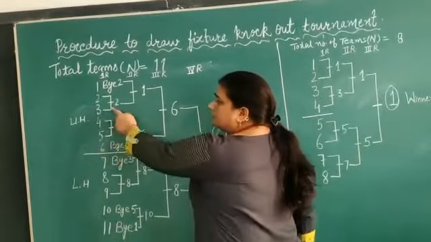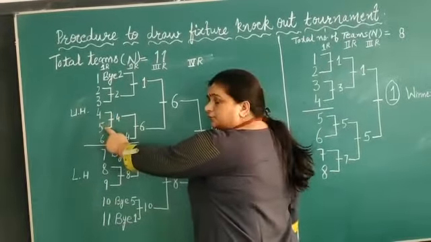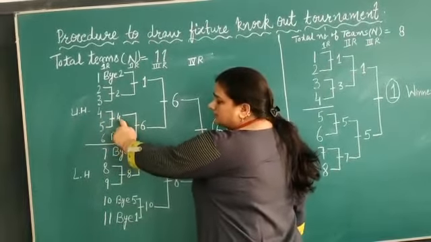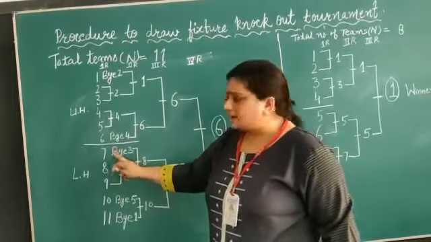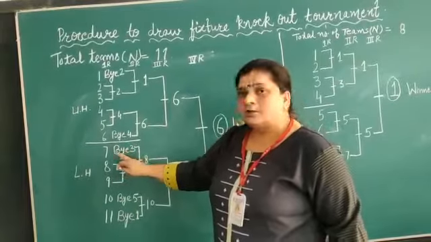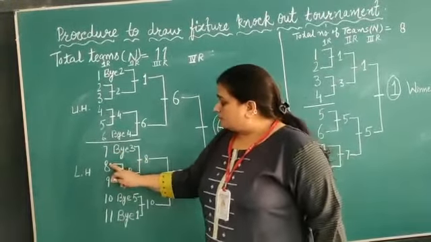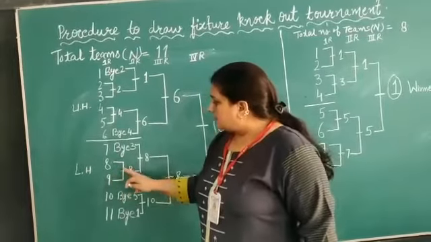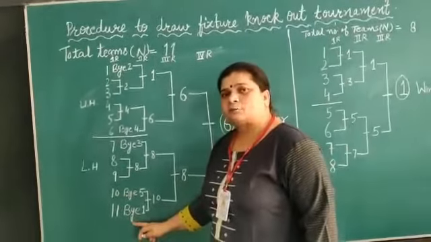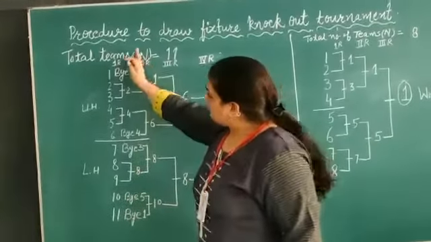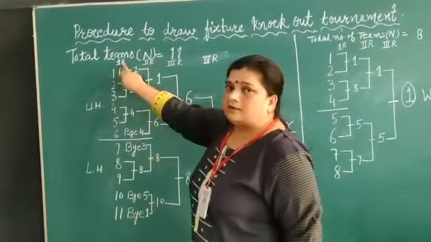Second and third will play together, in which second is the winner. Fourth and fifth will play together, in which fourth is the winner. Again, a bye team will not play in the first round. Again we have 7 as a bye team, so 7 will also not play. We will just fix the match of 8 and 9, in which 8 is the winner, and 10 and 11 both have got byes. They won't play in the first round.